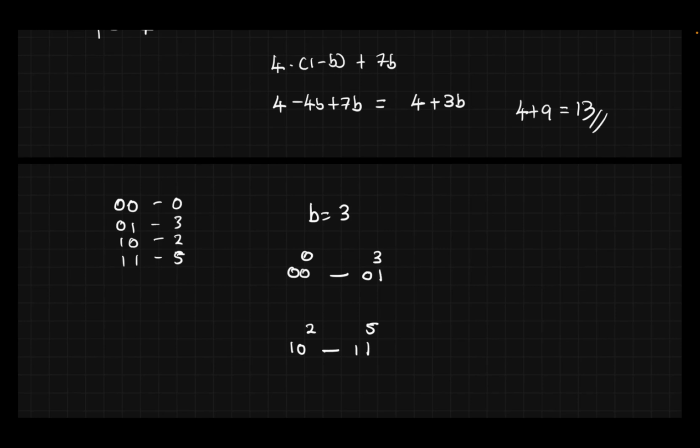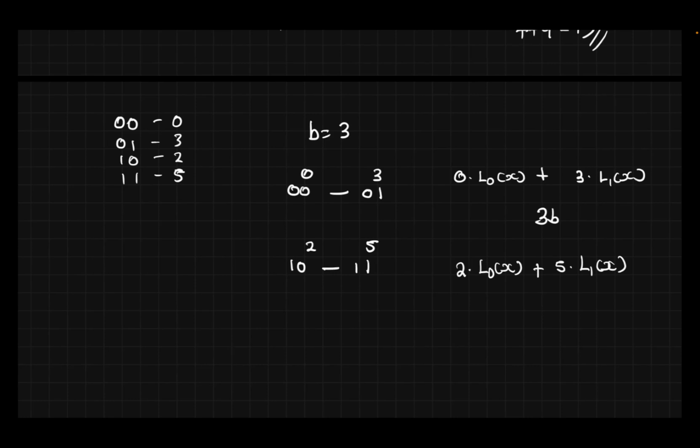So then we interpolate this, right? That'll be 0 times L0 of B plus 3 times L1 of B. We're getting a B polynomial now. So this is going to be 3, so easy. Then this other one is going to be 2 times (1 minus B) plus 5B, so 2 minus 2B plus 5B, which is 2 plus 3B. So now we have the two polynomials: 3B and 2 plus 3B.